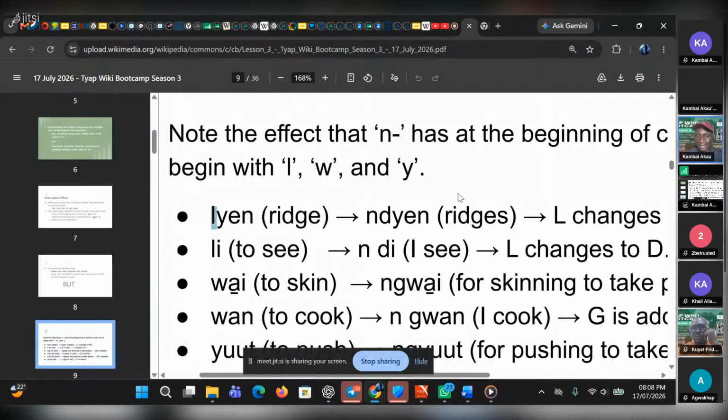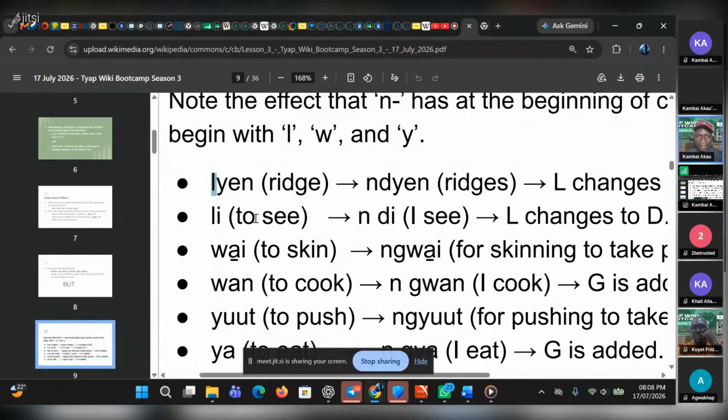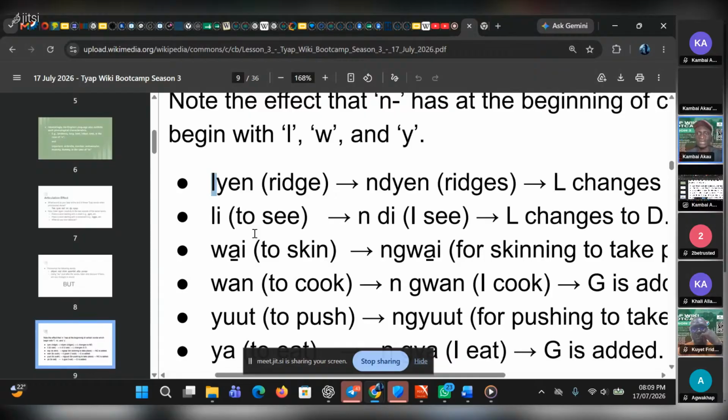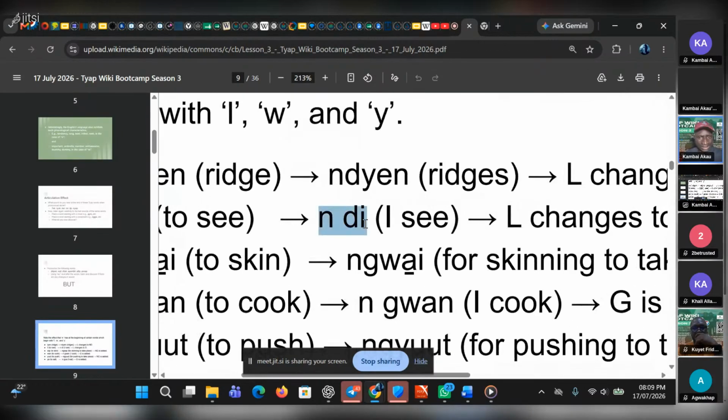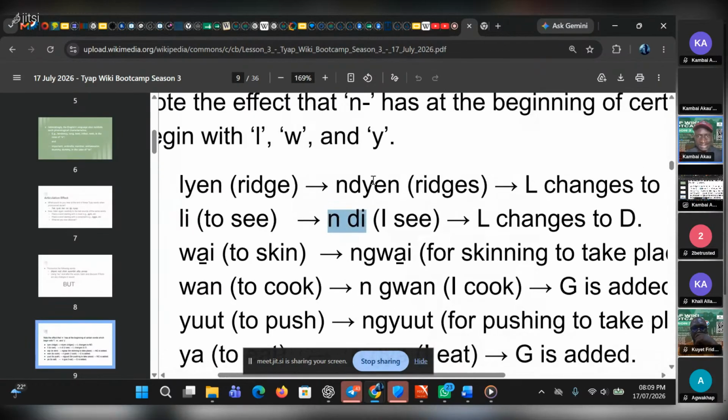So we stop again at Lee. When you have Lee, which is to see, but you want to say I see, you can't say Lee, it has to be Ndi, because that N is going to change to an L sound. So that's why we are having L changing to D. And this one, look at it very well. There are two words. So only a D is added.